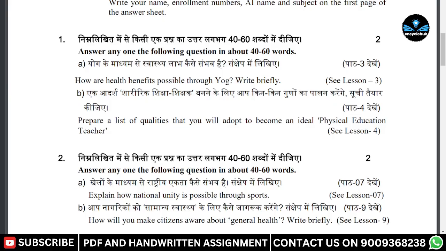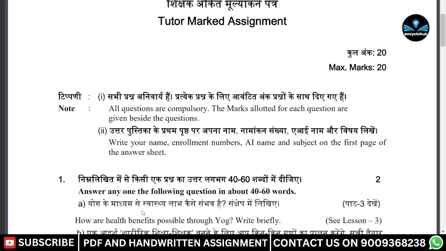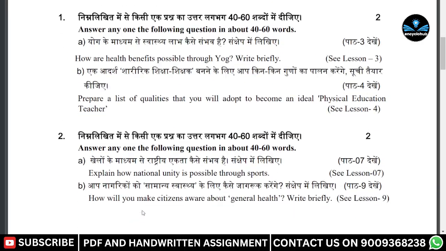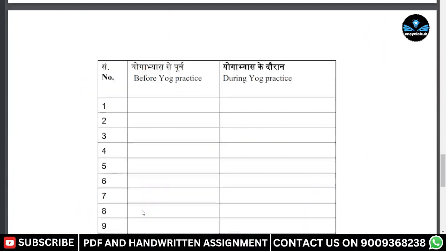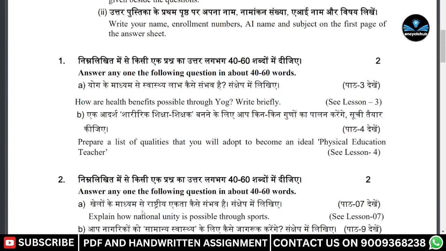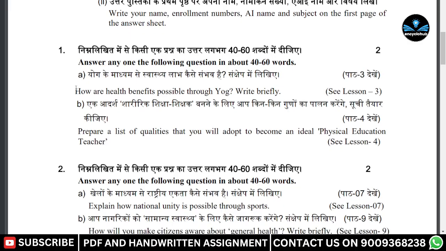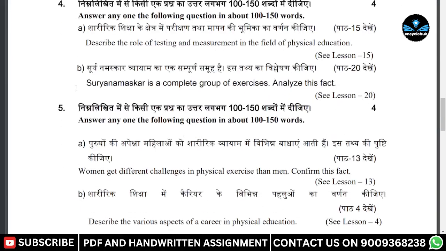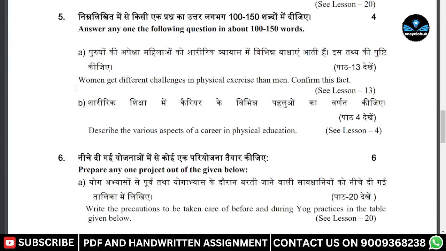Here, the question number 1 to 6 that we are discussing are from the assignments of physical education and yoga. You can see in this paper, there are a total of 6 questions, and you need to write not each and every one. You are given two options in each question. You have to write only one from each question, and for 1 to 3 you need to write in 40 to 60 words, 4 and 5 in 100 to 150 words, and question number 6 which you need to write in 500 words.